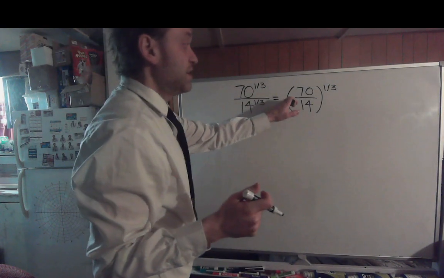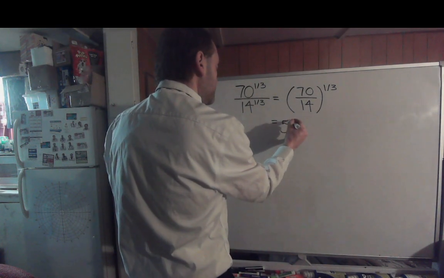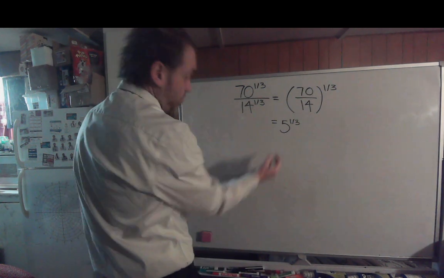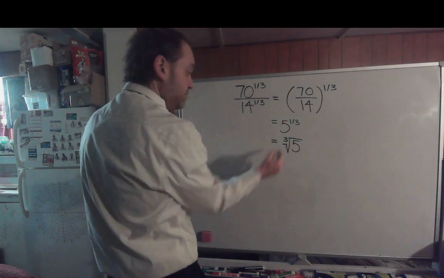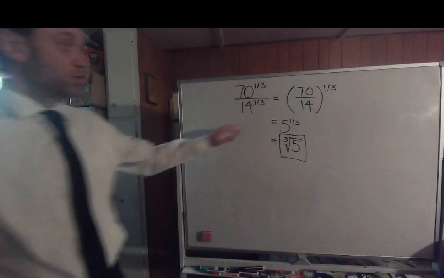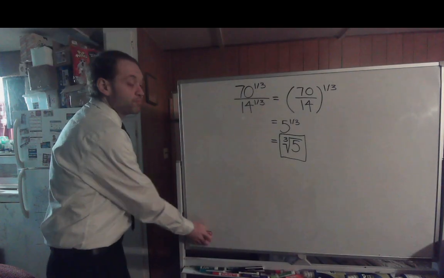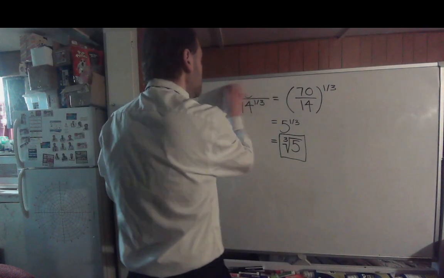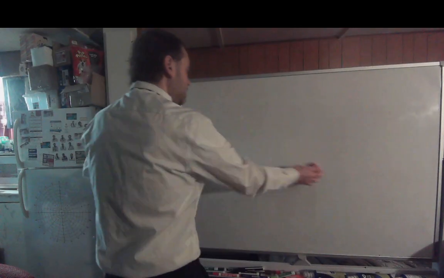Now, what is 70 divided by 14? That's 5. That would turn this into 5 to the 1/3, which would simply give you the cube root of 5. That's the best we can do for that. You end up getting the cube root of 5 as your final answer. It's important to understand these properties of exponents so you can simplify. All right, good one.